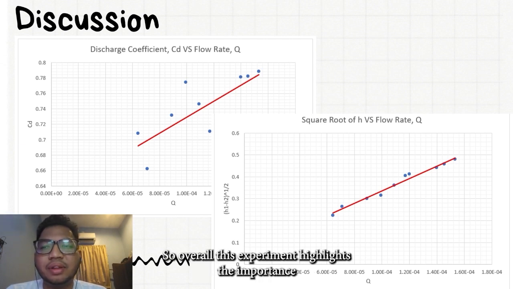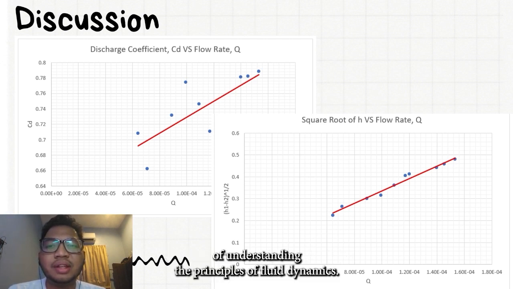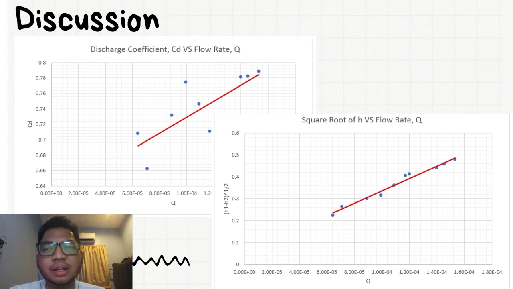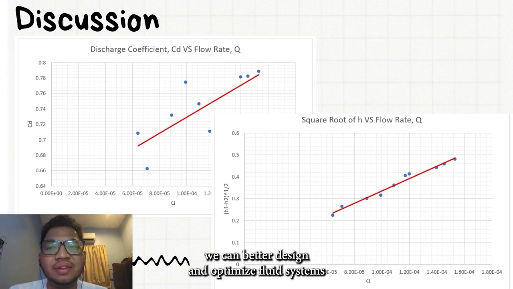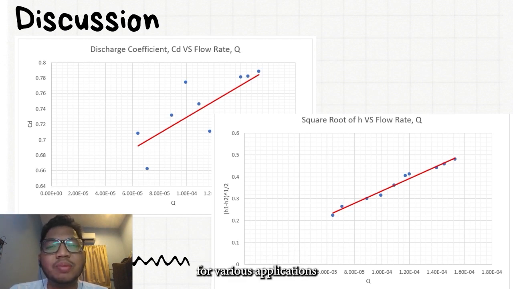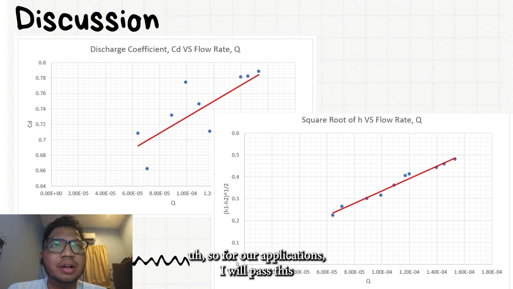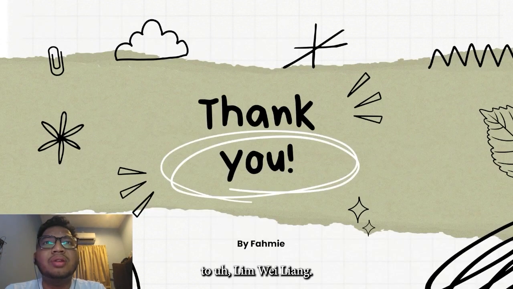So overall, this experiment highlights the importance of understanding the principles of fluid dynamics and Venturi effect. By studying the relationship between flow rate, pressure differential, and discharge coefficient, we can better design and optimize fluid systems for various applications. So for our applications, I will pass this to Lim Wei Liang.